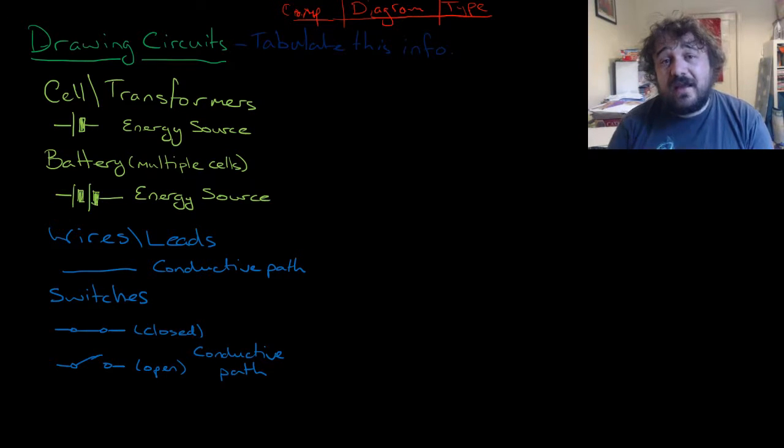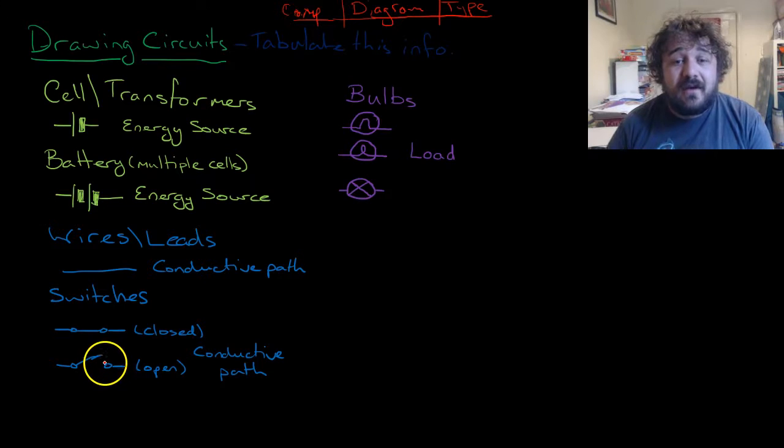Then you have switches. Now, this is also part of your conductive path. You can have switches closed, down here, or switches open. Now, if your switch is closed, electricity will be able to flow through it, so that's it turned on. If your switch is open or turned off, there'll be no electricity flowing through.